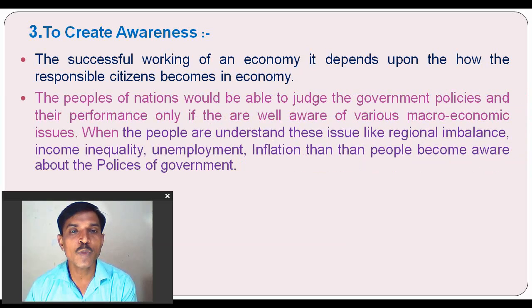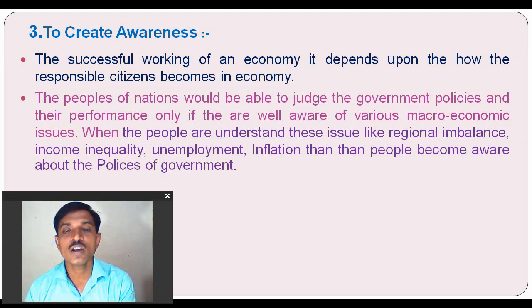So the people of a nation will be able to judge the government policies and their performance only if they are well aware of the various macroeconomic issues. When people understand issues like regional imbalance, income inequality, unemployment, and inflation, they become aware of the government policies. When the people become aware of the government policy, then they understand what is going on in the actual situation. So creating awareness is included in the importance of macroeconomics.